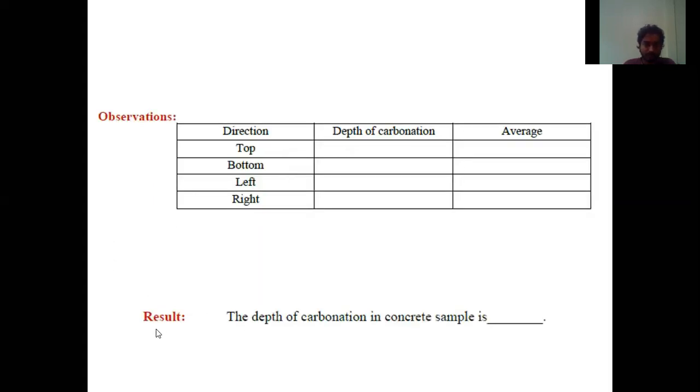Next, at the last of it, what do we have to write? We have to write the result. The result is the depth of carbonation in the concrete sample, whatever the values we get at this particular portion. Okay, so this is the observation and result.